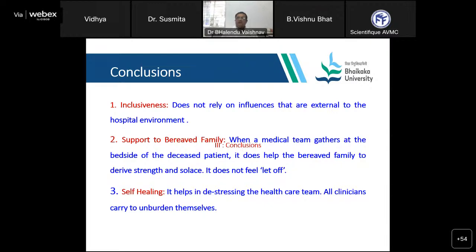Second, when a medical team gathers at the bedside of a deceased patient, it does help the bereaved family to derive strength and solace. It doesn't feel let off.